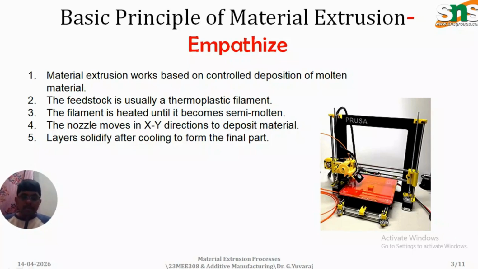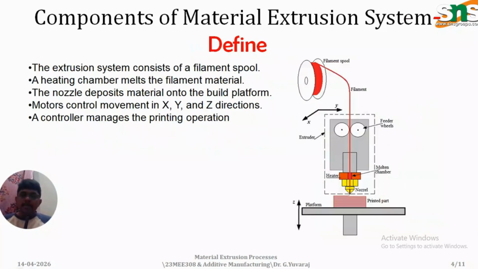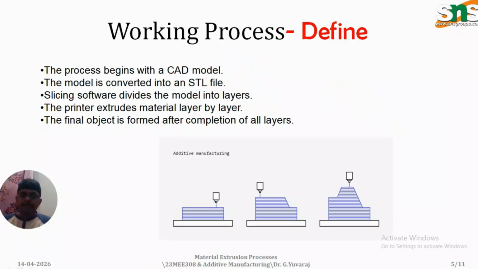Okay, and these are the major components which we saw in the last class: filament spool, filament, feeder wheels, molten chamber, heater, nozzle, printed part, and the base plate that moves in the XY direction. Okay, but how does it work?